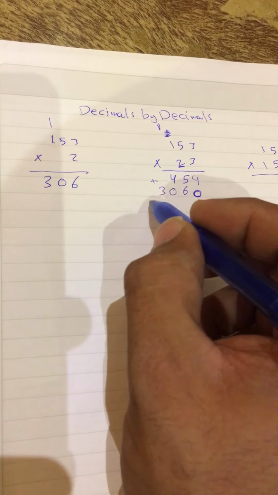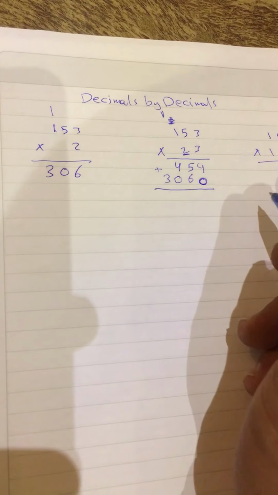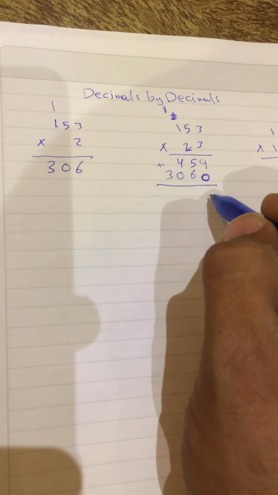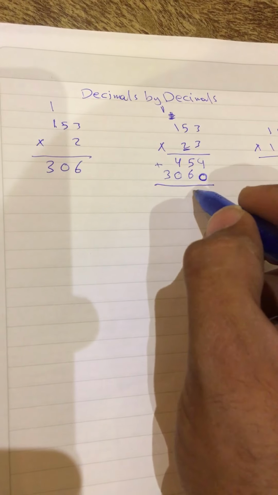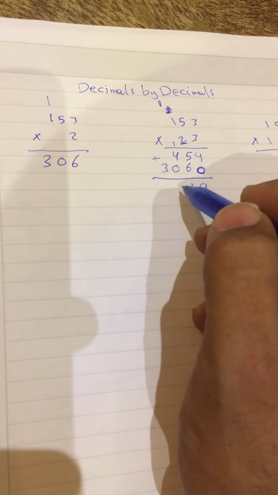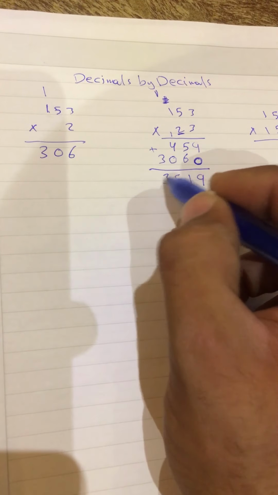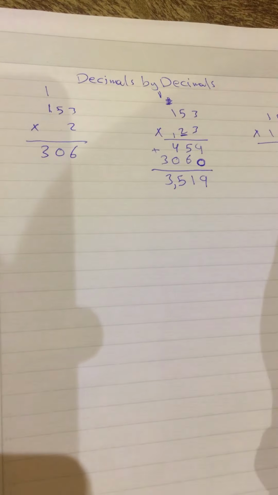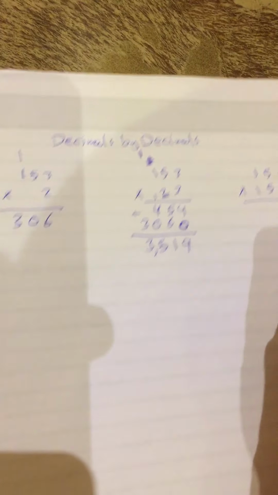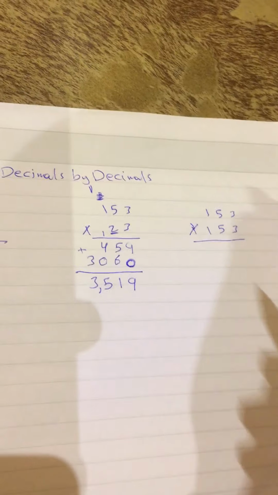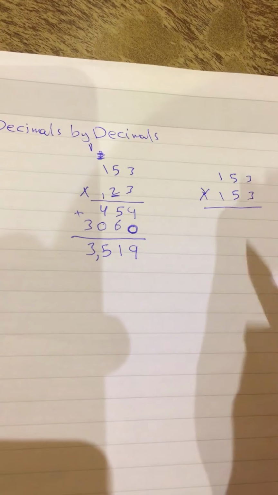When I finish, I have to add them together. 9 plus 0, 9. 5 plus 6, 11. 1 with 4 with 0 is 5, and the 3 comes down. So the answer is 3,519. Here, I want to multiply 3 digits by 3 digits, whole number by whole number.